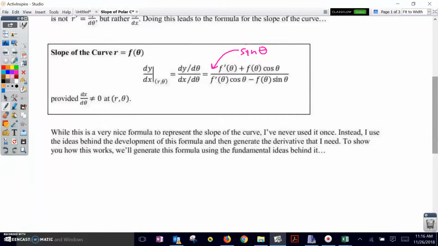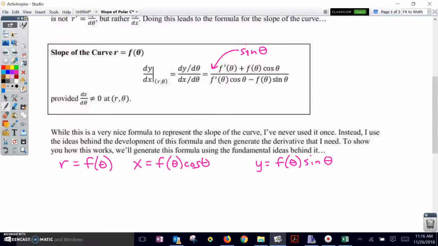So the whole idea here is we have this function, r equals f of theta, and because of the way that our Cartesian coordinates behave with respect to the polars, we know that x is equal to r cosine of theta. So x is equal to f of theta cosine of theta, and y is equal to f of theta sine of theta.